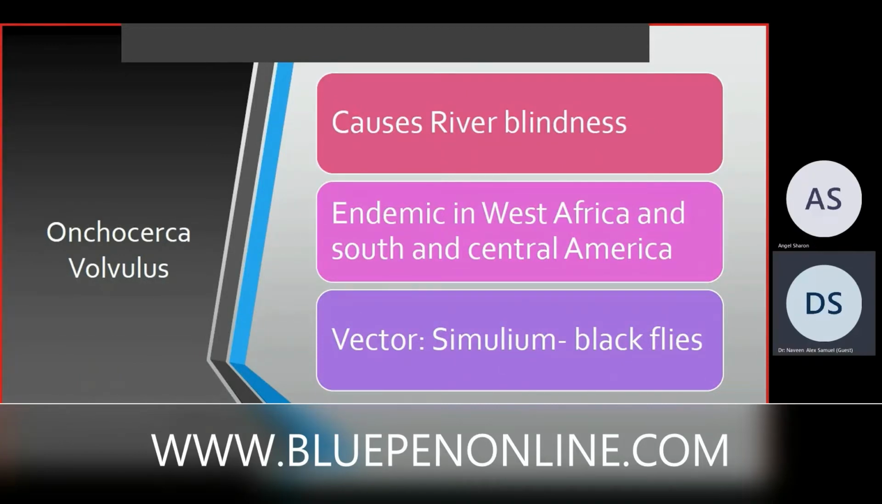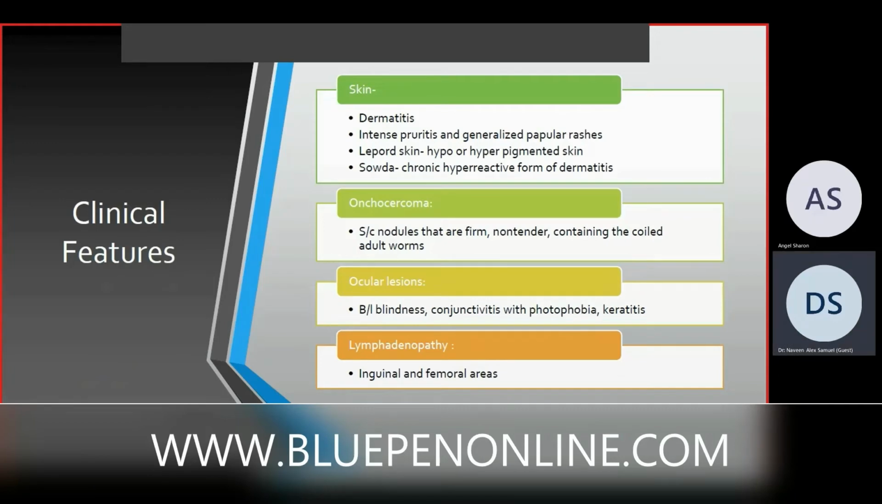It's also a fly. The clinical features: in the skin, it will cause dermatitis, intense pruritus and generalized papular rashes. The skin will look similar to leopard skin because there will be hypopigmented and hyperpigmented areas. Then next is sowda. Sowda is a chronic hyperreactive form of dermatitis.